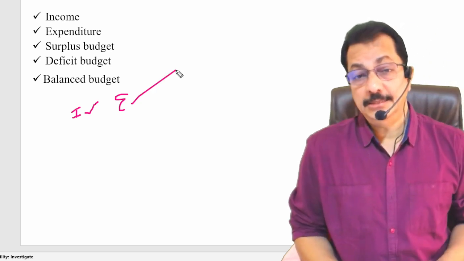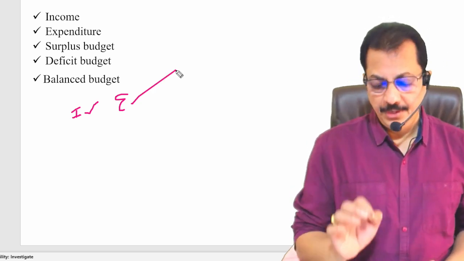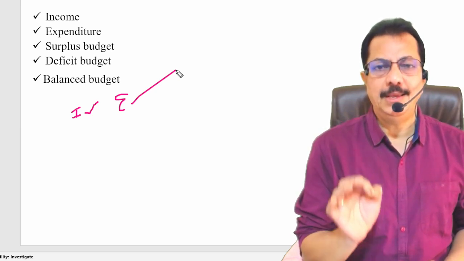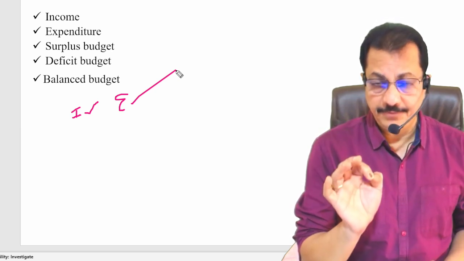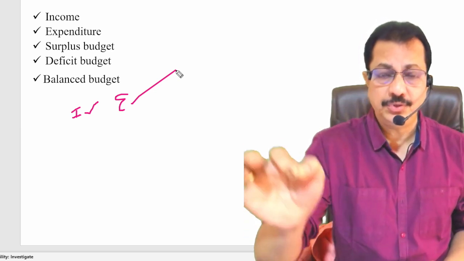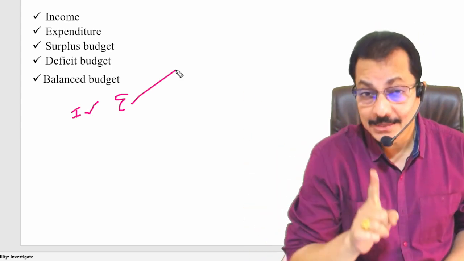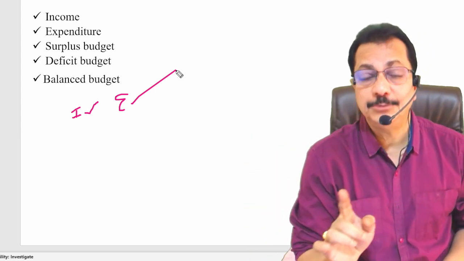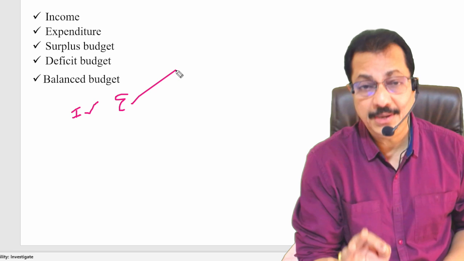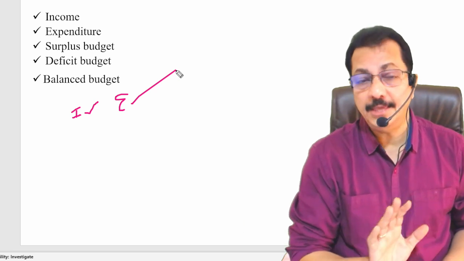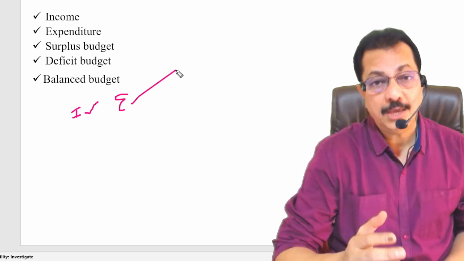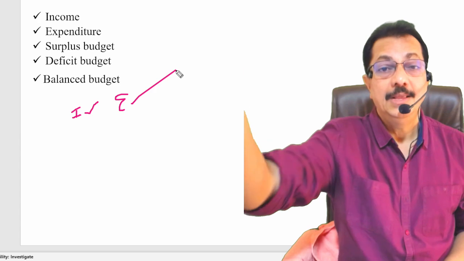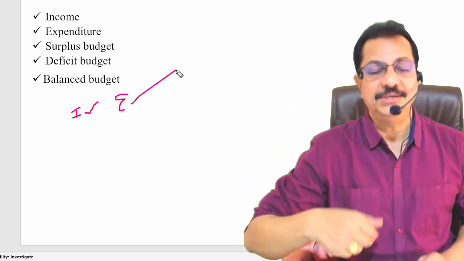That is the reason why when I say budget, it is the anticipated income and expenditure of the government for the forthcoming financial year. Anticipated income and expenditure, anticipated, right? Not the exact, because we are going to discuss the forthcoming financial year.